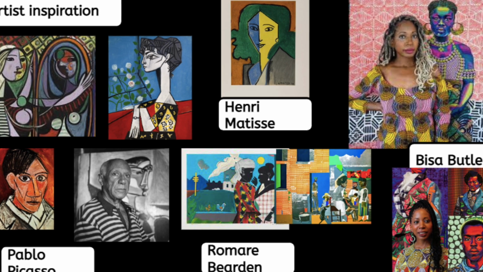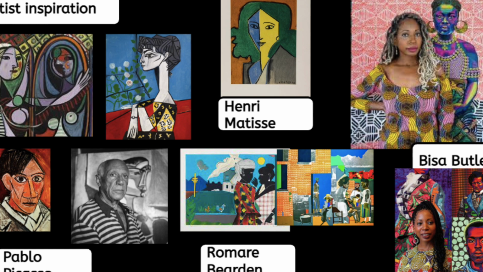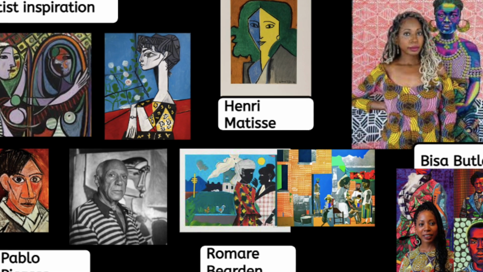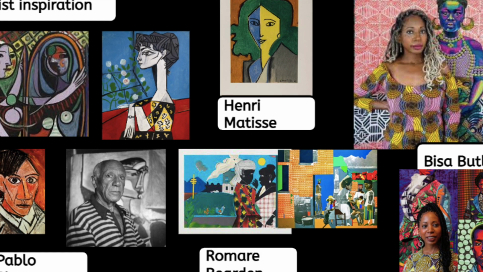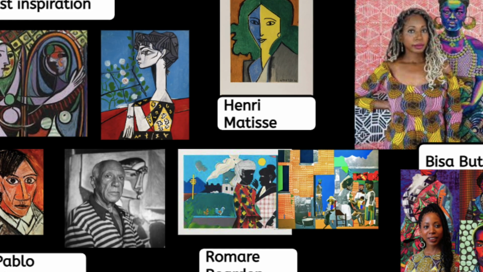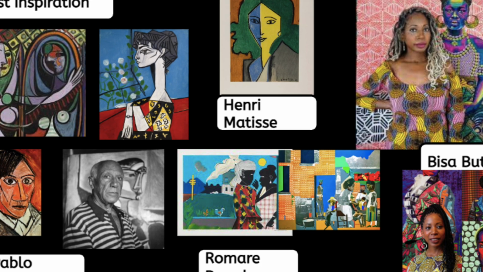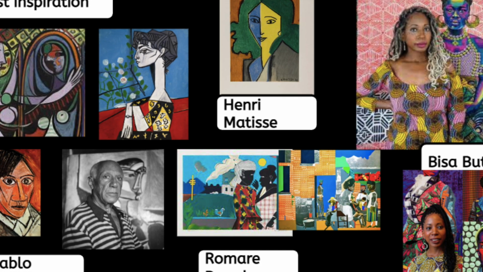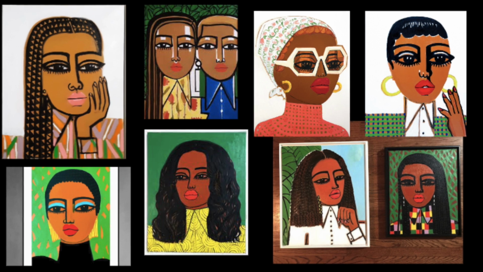Henri Matisse also played with cubism as well, which you can see on the top middle. And then finally on the right, we have Bisa Butler. Bisa Butler is also a female Black artist who creates powerful Black figures in her work. She uses lots of patterns, which she gets from textiles or fabrics, which she quilts together to make beautiful, colorful artwork.